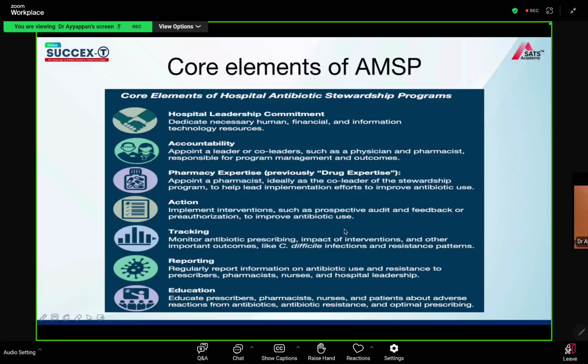And someone should take accountability in the form of a leader for the program. The co-leader should be the clinical pharmacist with some knowledge of antimicrobials and infection control, with an action plan and an audit, which is usually controlled by the clinical microbiologist with the help of the infection control nurse, and tracking of resistance patterns and microbial cultures by your IT support, and regular reporting of these to the clinicians as well as the infection control nurse, so that everyone gets aware of the bugs in your hospital or environment, and educating them about the need for these things.